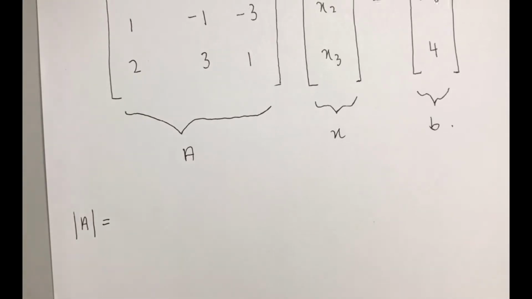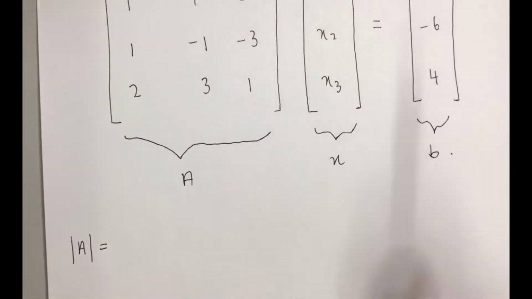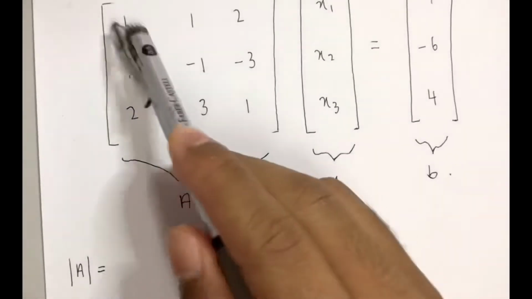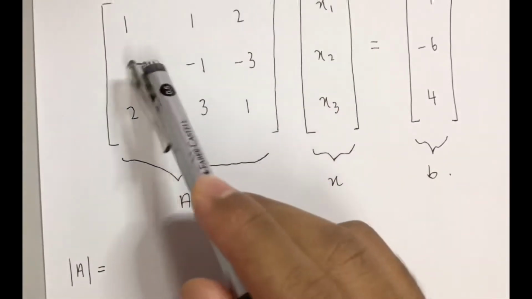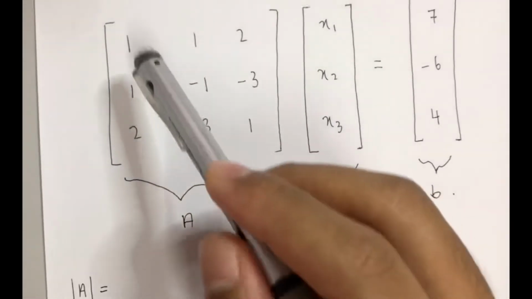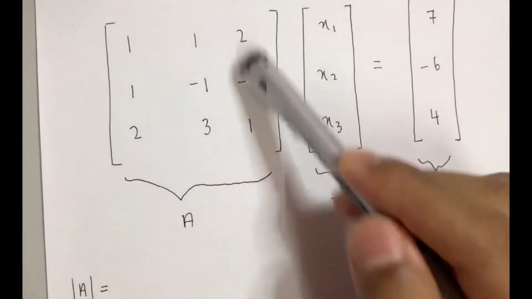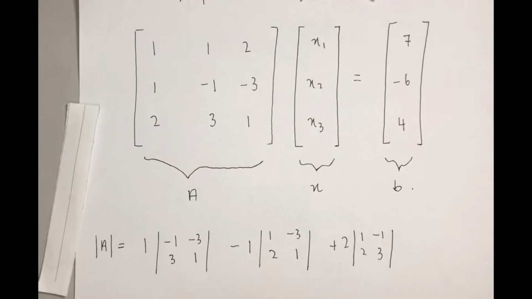First of all, how can we find the determinant of the matrix? You can find the determinant by using the first row, second row, or third row, or you can also find it by using the first column, second column, or third column. For me, I will use the first row to find the determinant of the matrix.